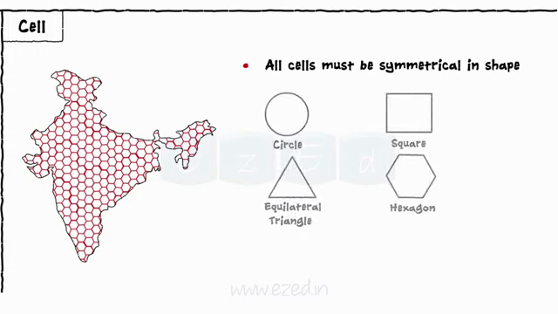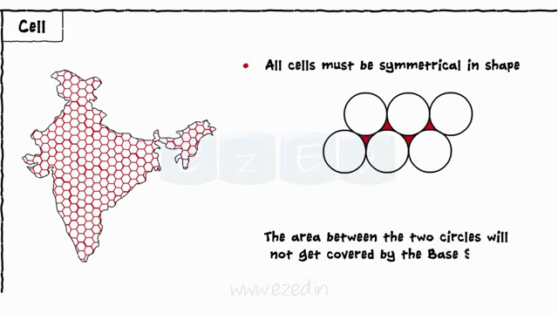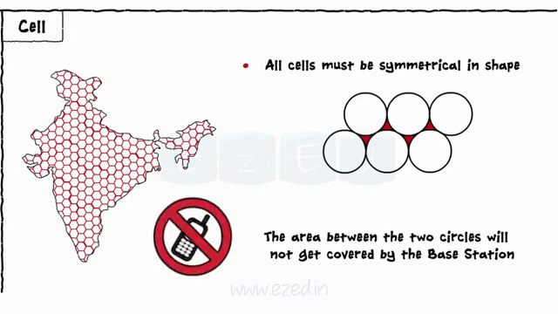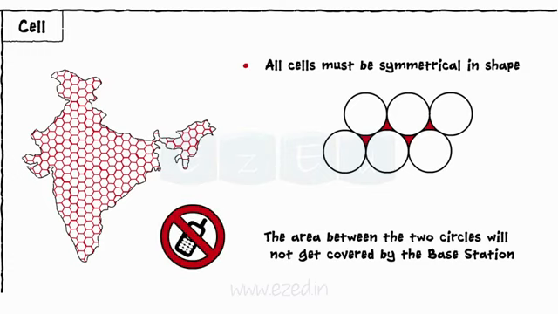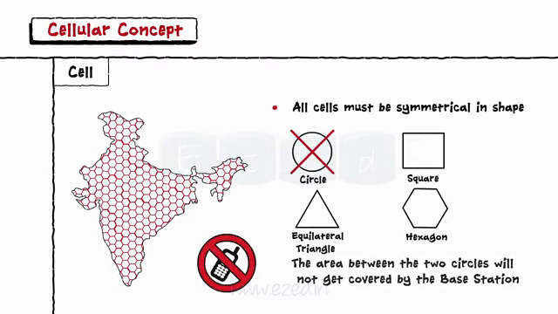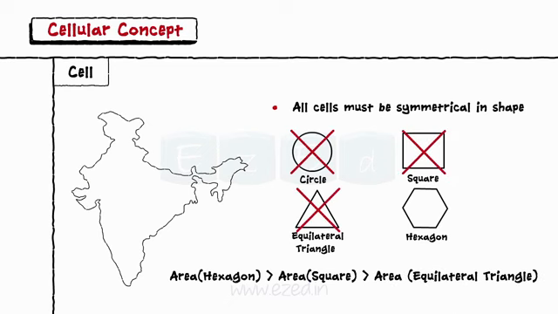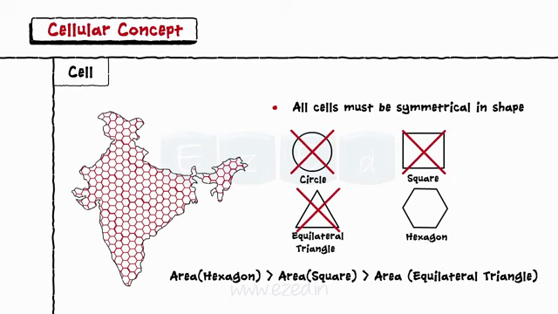If we select the shape of a cell as a circle, then the area between the two circles will not get covered by the base station, and any attempt of communication from that area will fail. Thus, we eliminate the circular shape. Hexagon has the highest area as compared to the other two shapes. Thus, we divide the geographical area into hexagonal cells.